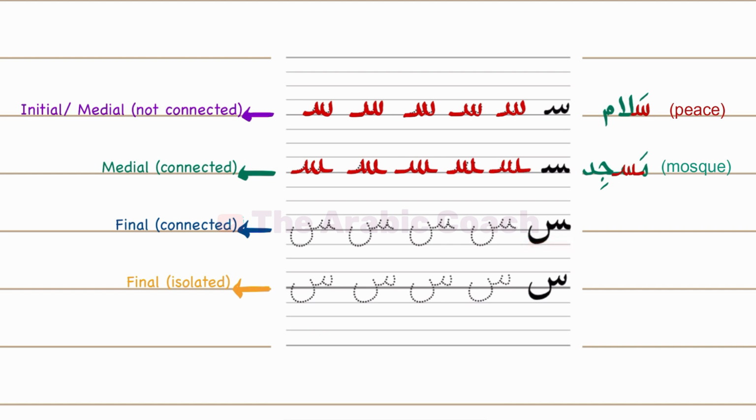At the end, when it's connected to a previous letter, write the connecting line and the full shape of seen. For example, nafas. At the end, when it's following a kicking letter, write the isolated form of seen. For example, haris.